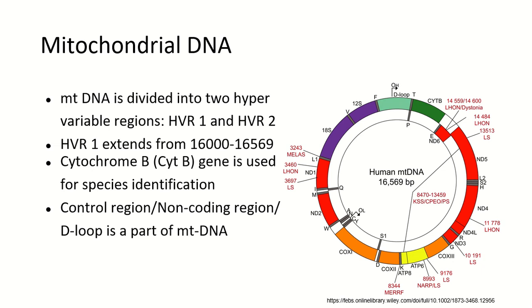Mitochondrial DNA. So, human mitochondrial DNA consists of 16,569 base pairs. There is a D loop. There are hypervariable regions HVR1 and HVR2. HVR1 extends from 16,000 to 16,569 base pairs. Cytochrome B gene is used for species identification. The D loop is also known as the control region or the non-coding region.